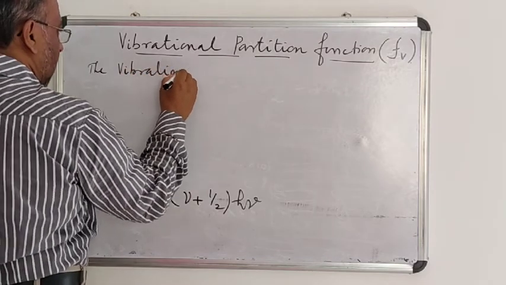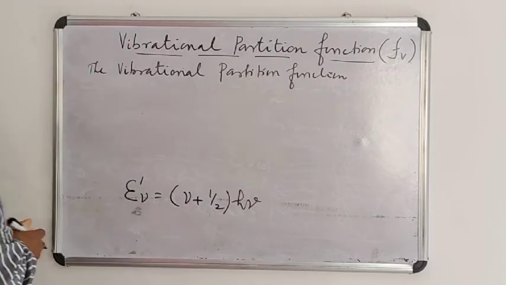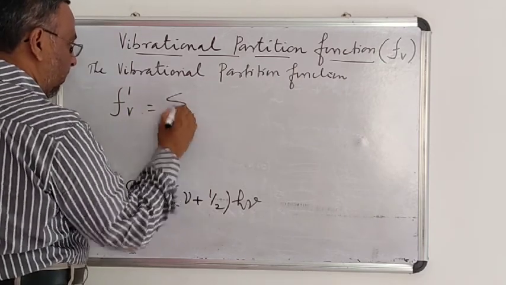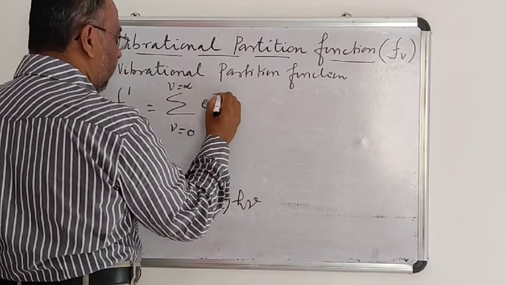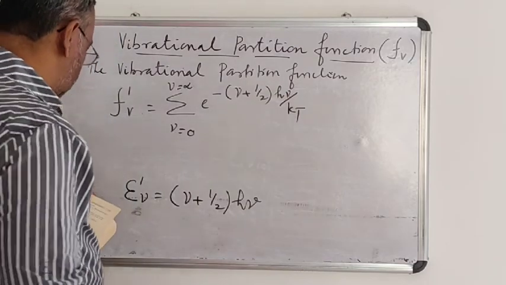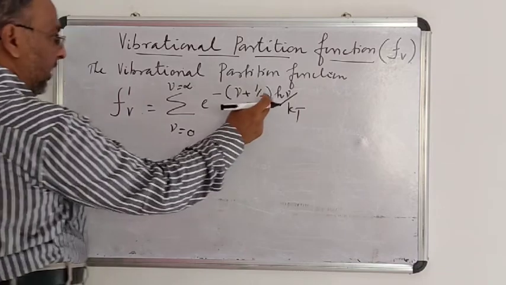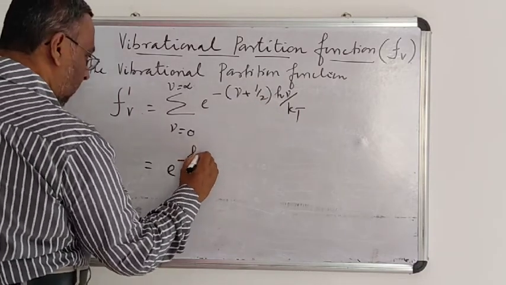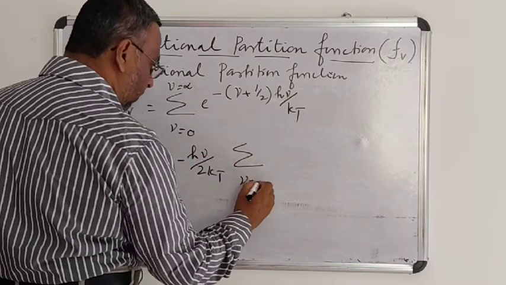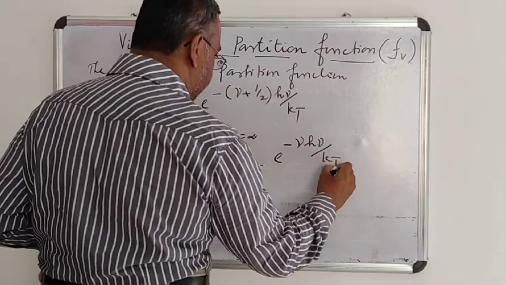The vibrational partition function. I can write it as f dash v equal to summation over vibration energy level 0 to infinity of e power minus (nu plus half) h nu by kT, which is equal to, taking this h nu by 2kT outside, e power minus h nu by 2kT, summation of nu equal to 0 to nu equal to infinity e power minus nu h nu by kT.